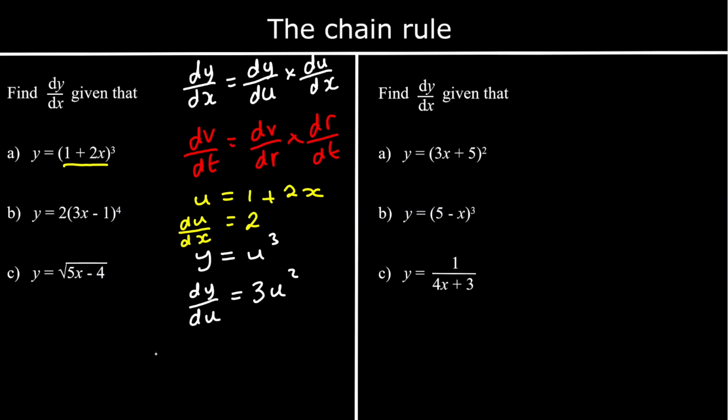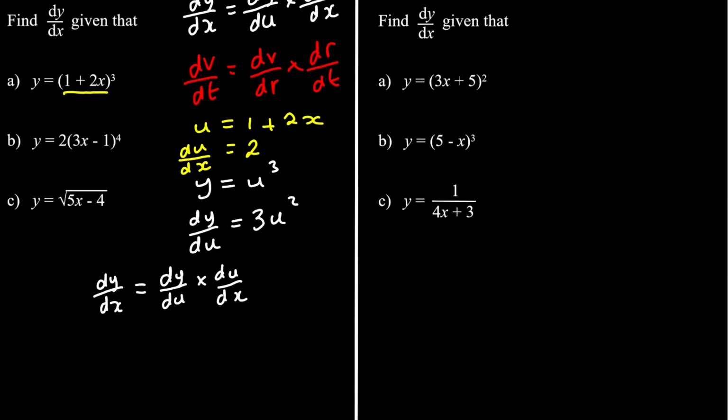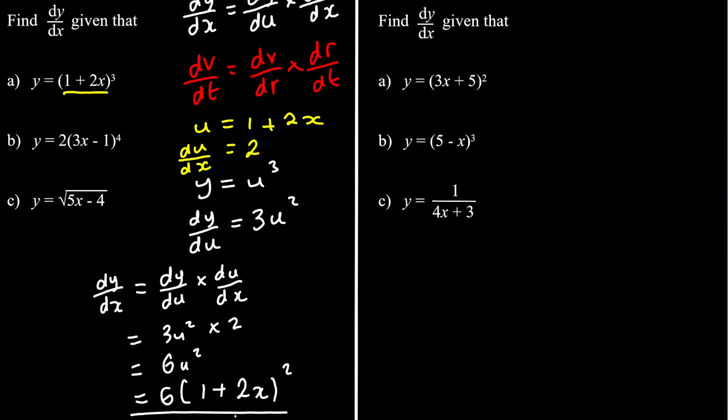So the chain rule says that dy/dx is dy/du times du/dx. So dy/dx is 3u squared times 2, which is 6u squared. And u was 1 plus 2x, so we can substitute that back in for u. So we've got 6 times (1 plus 2x) squared. So that's using the chain rule for a composite function. There's actually a quicker way of doing it, which I will show you.